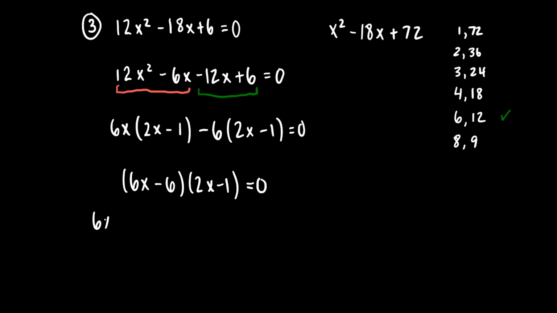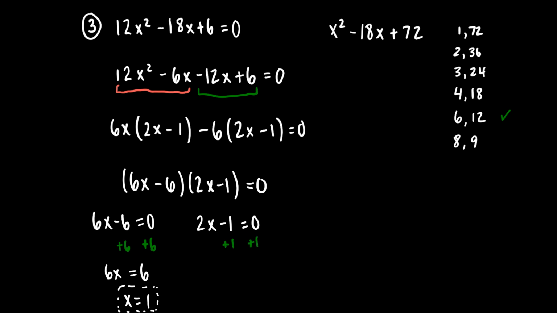So we'll give each term a turn equaling 0. On this one, we can add 6 to both sides. We'll get 6x is equal to 6. So divide by 6, you'll get x is 1. And on this one, if 2x minus 1 is 0, you can add 1 to both sides. So you get 2x is equal to 1, which means if you divide by 2, you'll get x is equal to 1/2. So x is equal to 1/2, comma 1.